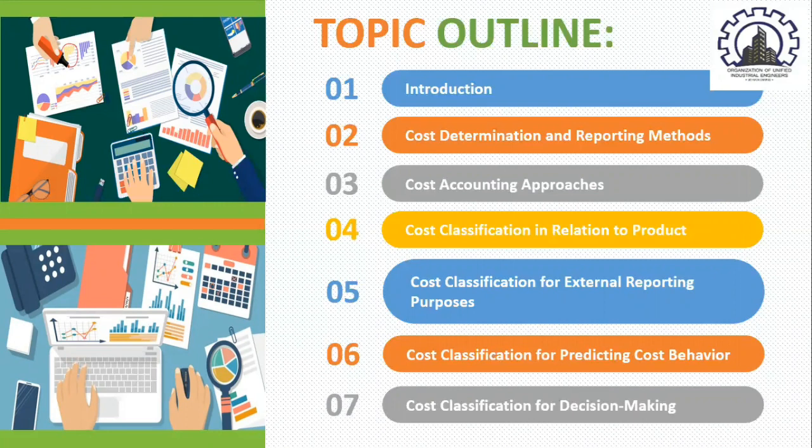First, we have the introduction. Second, we have cost determination and reporting methods. Third, we have cost accounting approaches. Next, we have cost classification in relation to products. We also have cost classification for external reporting purposes and cost classification for predicting cost behavior. And finally, we have cost classification for decision making.